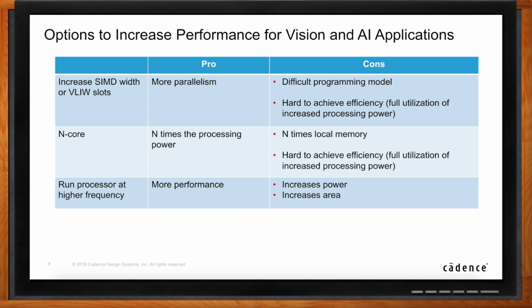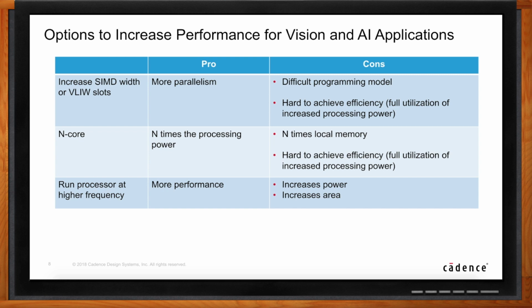We are a VLIW SIMD machine, and one of the easiest things we could do is increase the SIMD width or increase the VLIW slots. We are a 64-way 8-bit SIMD machine. We can just say, oh, double the SIMD width. Oh, we have a 5-slot VLIW, just increase the VLIW slots. Sure, it gives you more parallelism, but there is a con. It's very difficult to program. It's very hard to efficiently utilize all those SIMD or VLIW slots. So that gives you more challenges.